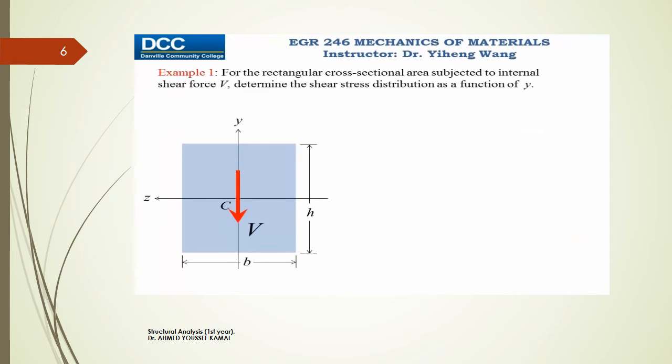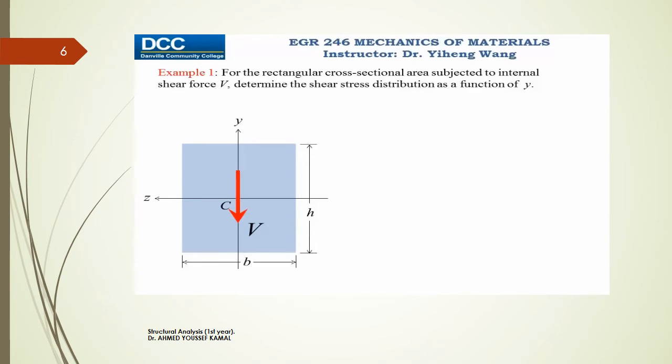Let's look at this example. We need to determine the shear stress distribution for this rectangular cross-sectional area subjected to internal shear force V. This is a very important example because later on, many cross-sectional areas that we are going to work with can be considered as composite areas made up of different types of rectangles.